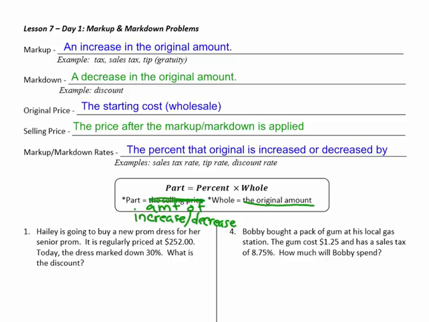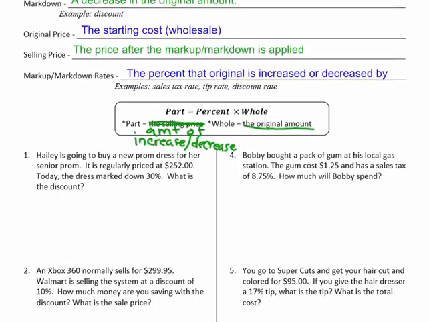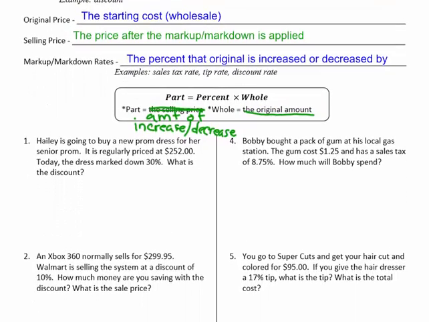All right, so let's take a look at this. Haley is going to buy a new prom dress for her senior prom. It is regularly priced at $252. Today the dress is marked down 30%. I want to know what is the discount. In other words, how much is it being decreased? So here's your original. Here's our percent. So we're looking for the part. So X equals 0.30 times 252.